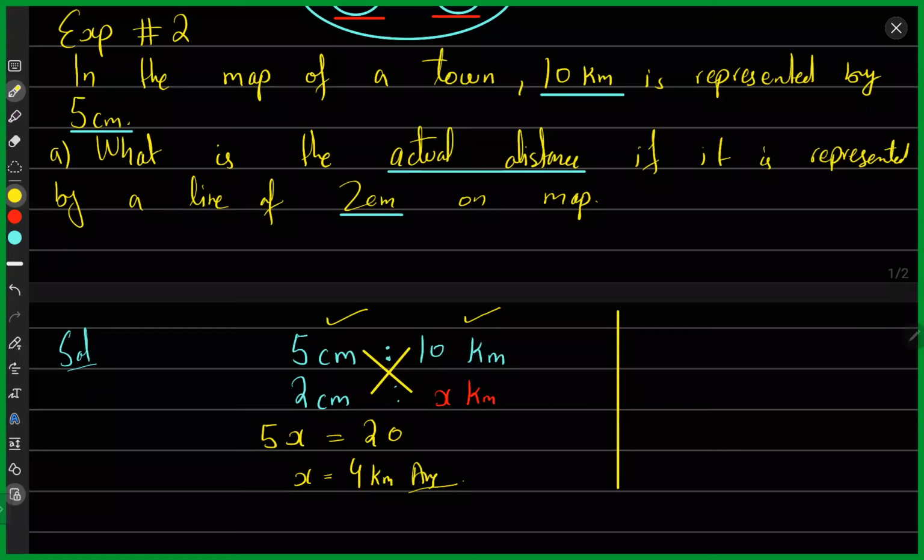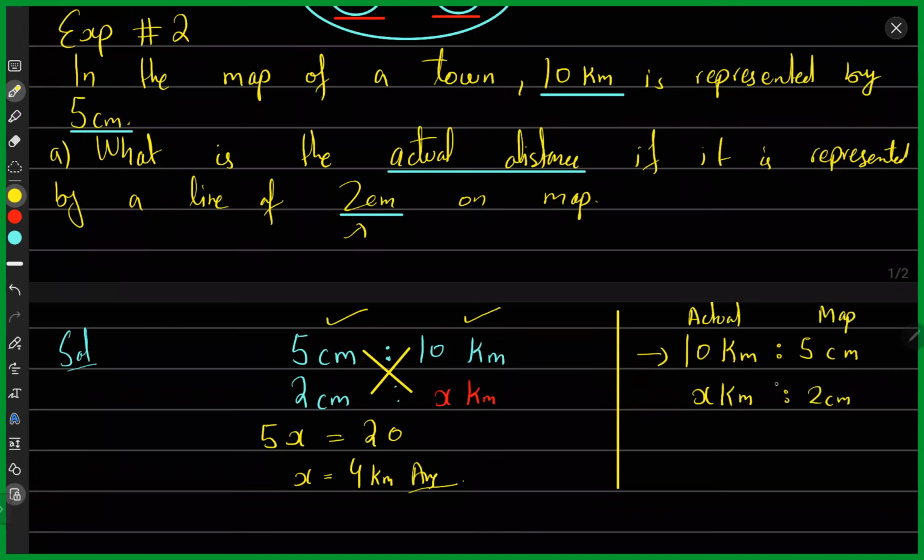Let's say I write it down this way. So 10 kilometers ratio 5 centimeters. The question was I had to find the actual distance. Here is the actual distance. So I would write down x kilometers here, and then on the map it was 2, so I'll write down 2 centimeters here. This is basically the actual, and this is for the map.